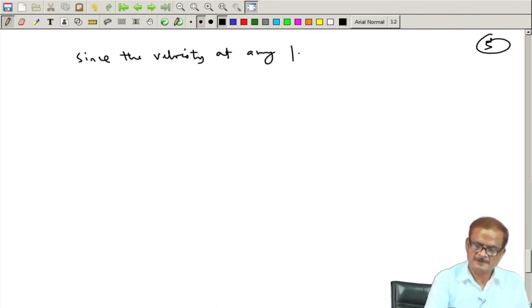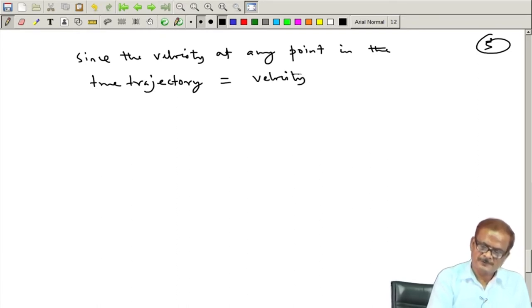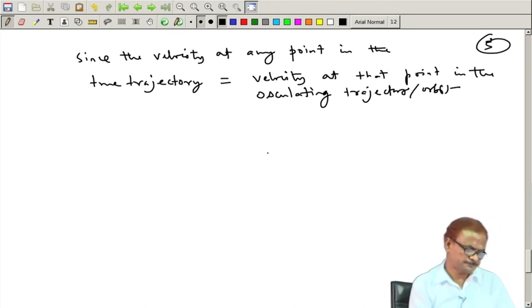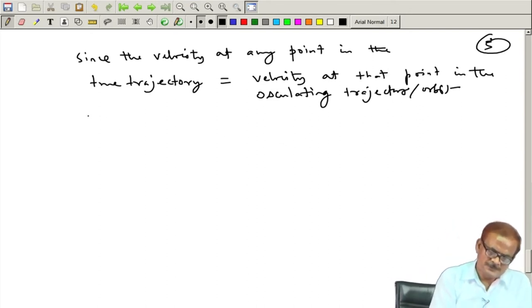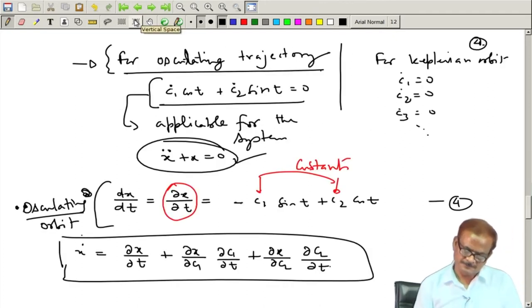As we have discussed in the last lecture, the velocity at any point in the true trajectory is equal to the velocity at that point in the osculating trajectory. So, this implies that for the osculating orbit we must have c1 dot cos t plus c2 dot sin t equal to 0, which we number as equation number 5.